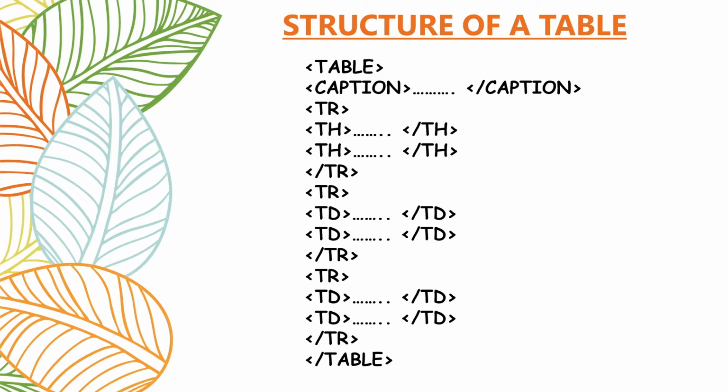The basic structure starts with the table tag, then caption, then TR, and the first TR, the row, will be the table heading. For example, if I am creating a mark sheet table, the name of the student, the roll number, the marks, these are the column headings, so they will come within the TH tag. And then the rest of the TRs contain TD, the data that will be entered in the table. So this is the basic table structure. Let me show you an example.